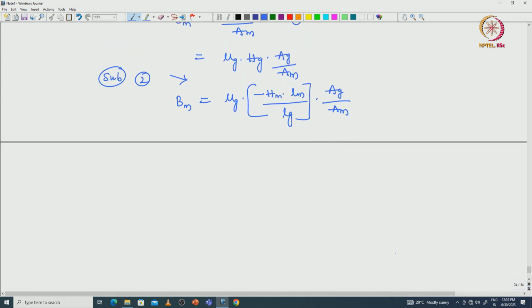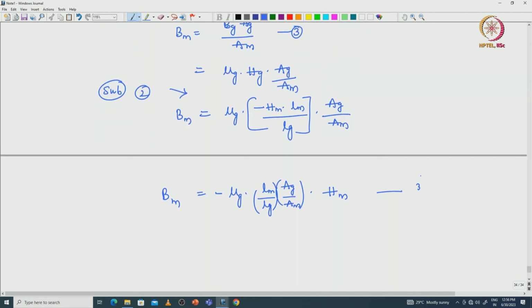If we rearrange the terms, mu g or mu naught into Lm into Ag by Am and the Lg term also there, into Hm. This is the equation representing the Bm and Hm, flux density and flux intensity with respect to the magnet.